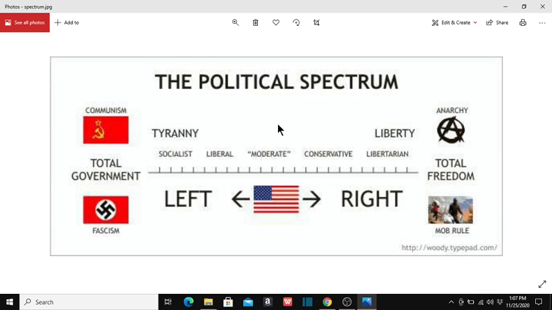So, just to give you guys a little understanding of the political spectrum. Of course, it's a lot of work that you guys got to do on your own when it comes to this. This video is just to give you a brief understanding and why my political spectrum looks like this.